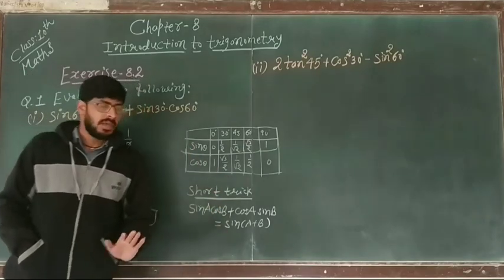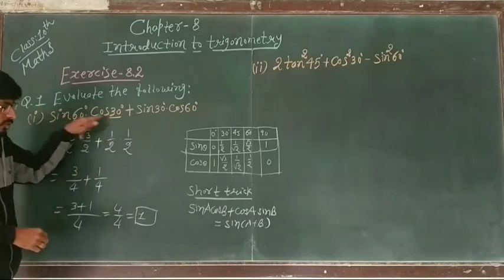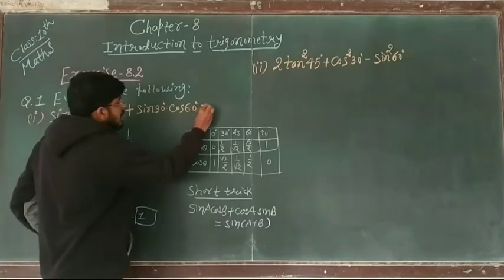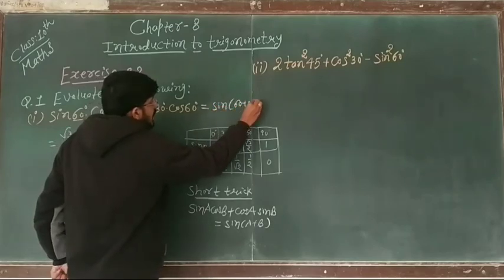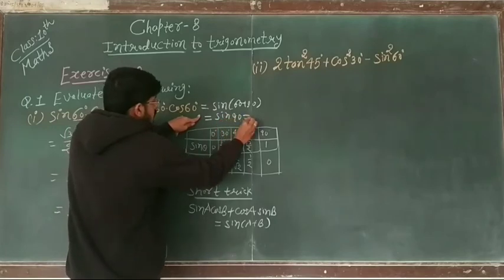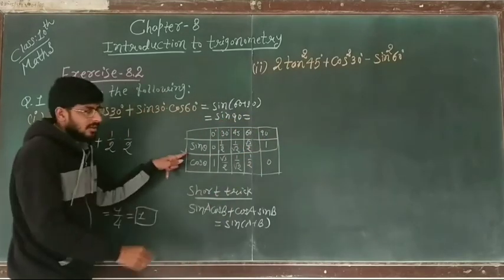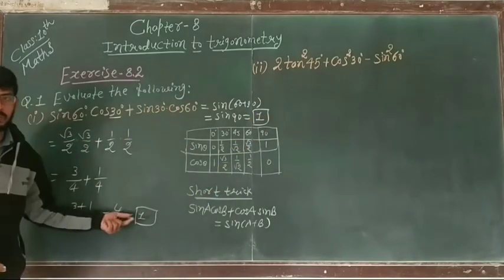See, sin A cos B plus cos A sin B is equal to, we can write sin A plus B. It means here A equal to 60 degree and B is equal to 30 degree. So we can write sin 60 plus 30, and sin 60 plus 30 means sin 90 degree. And the value of sin 90 degree is 1. So we get 1 is the answer.